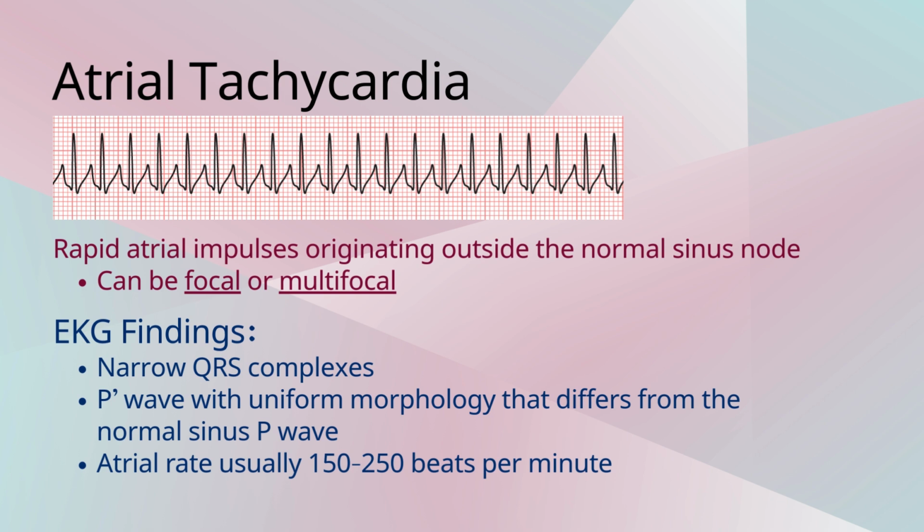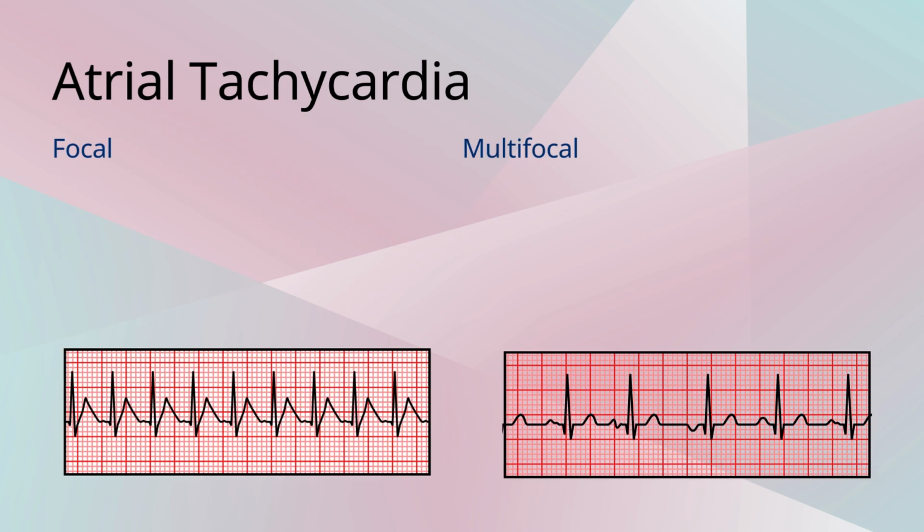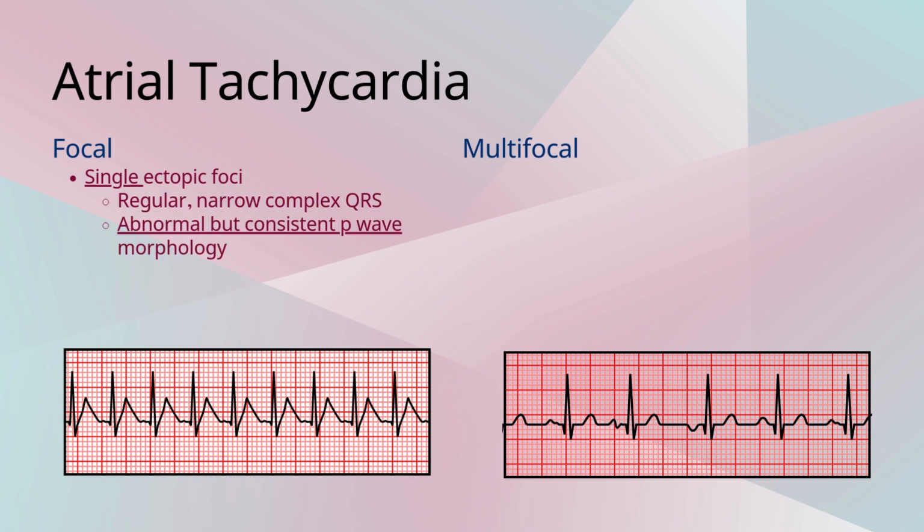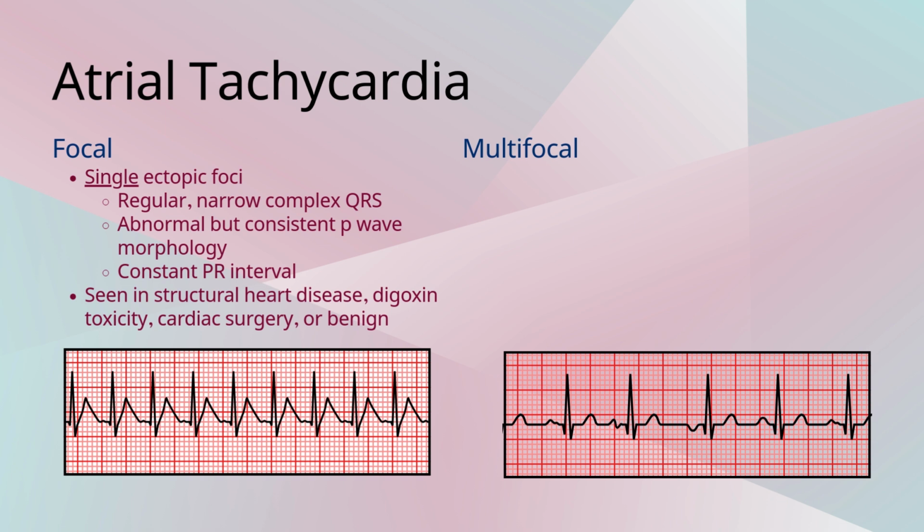And as I mentioned, atrial tachycardia can be focal or multifocal. In focal atrial tachycardia, the rhythm is driven by a single ectopic focus outside the SA node. On EKG, you'll see a regular, narrow complex tachycardia with abnormal P waves that all look the same but different from the normal sinus P wave, and the PR interval is going to be constant. This can be seen in things like structural heart disease, digoxin toxicity, or after cardiac surgery. It's also frequently considered a benign condition.